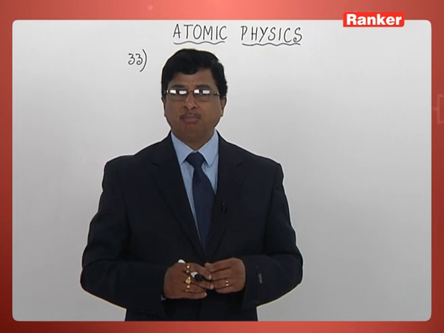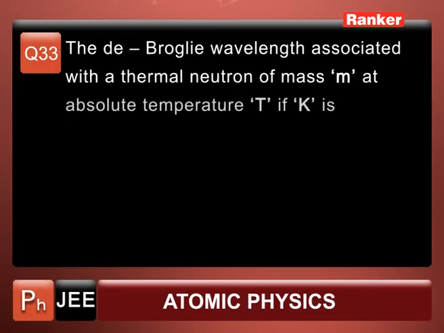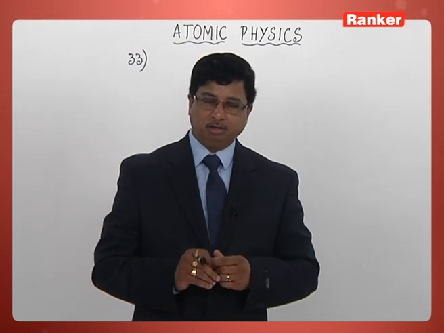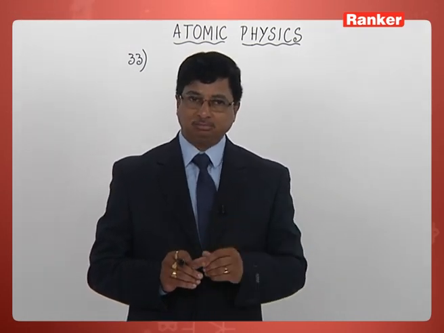Switch over to problem number 33 now. The de Broglie wavelength associated with a thermal neutron of mass m at absolute temperature T, if K is the Boltzmann constant, is how much? Capital T is the absolute temperature of the thermal neutron, and K is the Boltzmann constant. What is the de Broglie wavelength of that thermal neutron in terms of K and T? It is in fact a small formula, but you need to know how you get it.